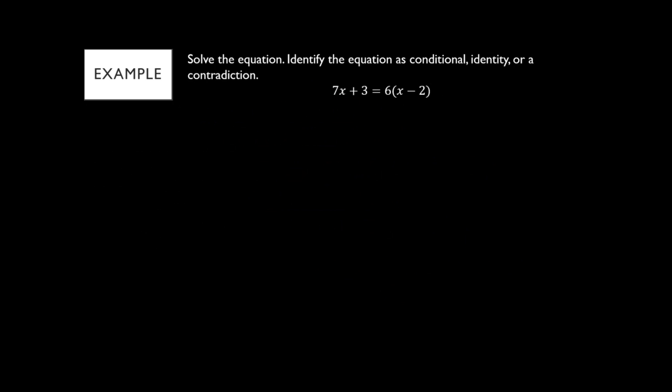And I can identify this as conditional immediately because I'm going to have a 7x on the left, and when I multiply it to 6x on the right, because there's a 7x and a 6x, they're not going to be the same, they're not going to cancel out. And so that's what I'm looking for: are my x's going to cancel? If not, then we have to solve this, we're going to have a solution.